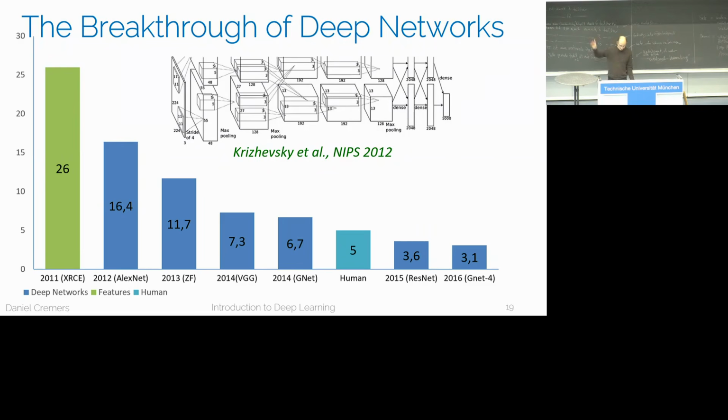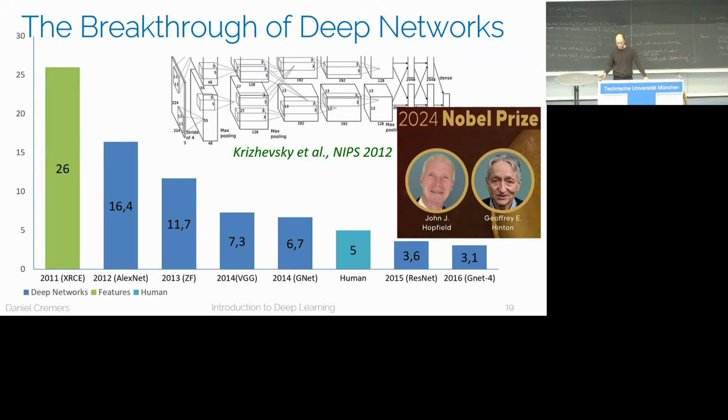I mentioned it, this paper has probably 160,000 citations or more by now. It's one of the most influential publications in the last years. In fact, the most influential one I know of in the last, say, 10 years. A massive breakthrough, and as you may have heard last week, the Nobel Prize in Physics went to these two pioneers of neural networks, John Hopfield and Geoffrey Hinton.